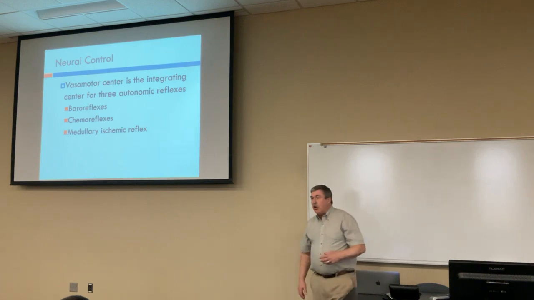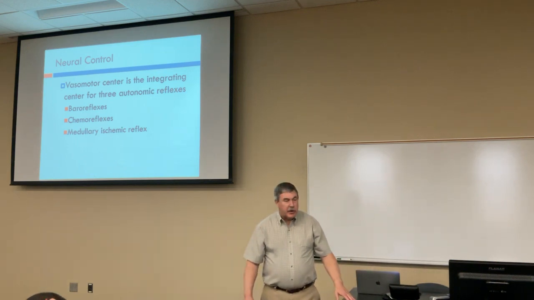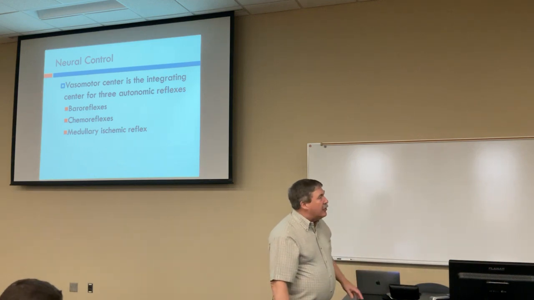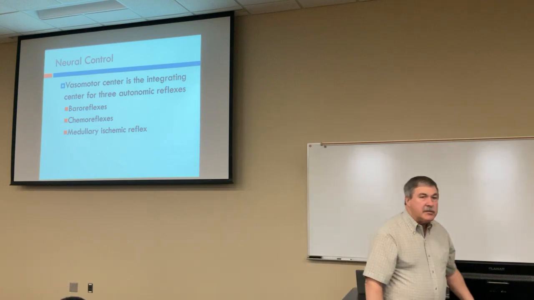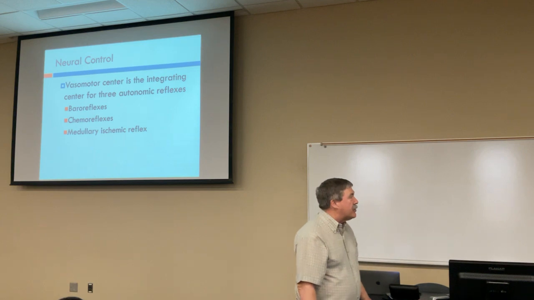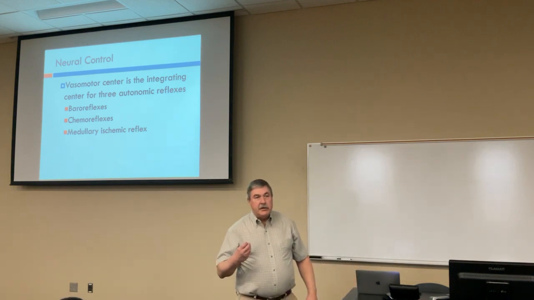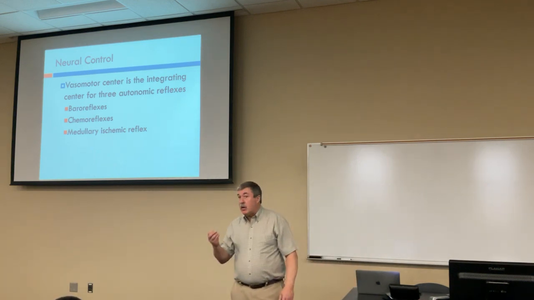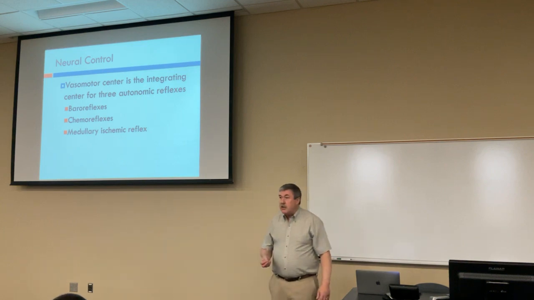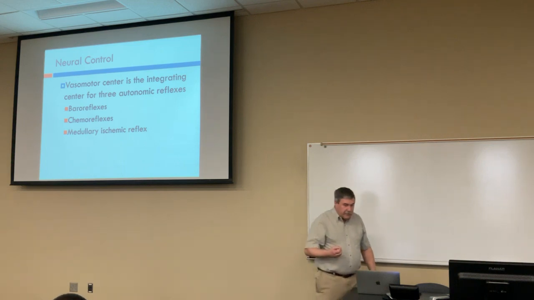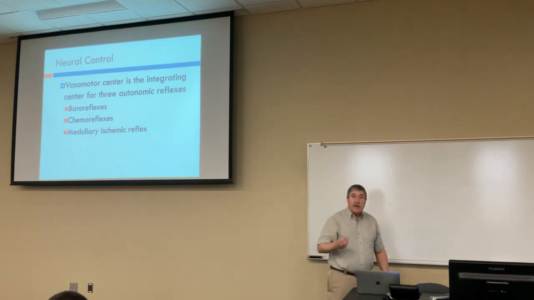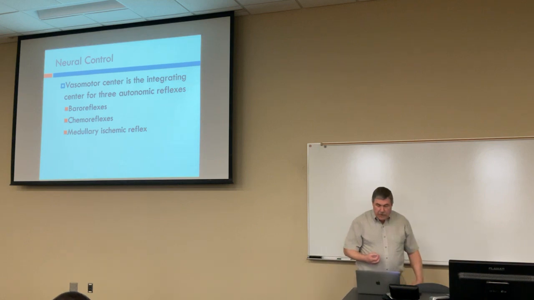Now, there's also neural control of blood pressure. And neural control is probably some of the most important mechanisms that can regulate blood pressure because your nervous system can react very quickly to changes in blood flow. It can return blood pressure, can maintain homeostasis of blood pressure.